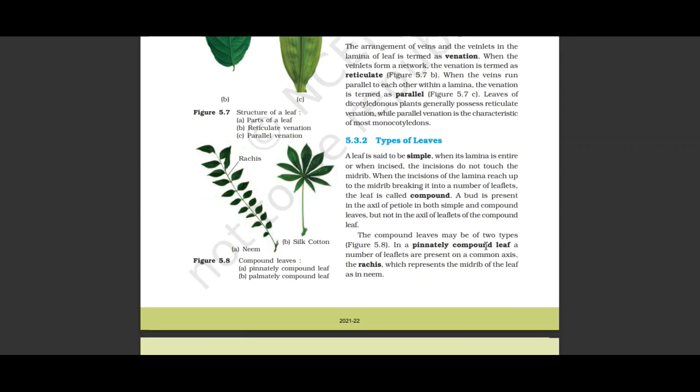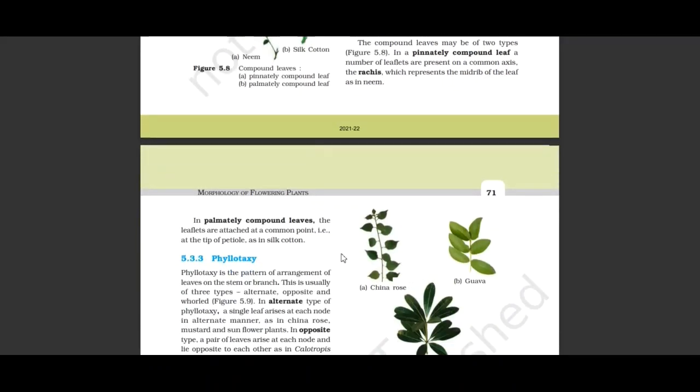The compound leaves may be of two types. Figure 5.8 represents the compound leaf. First is the pinnately compound leaf and second is the palmately compound leaf. In a pinnately compound leaf, a number of leaflets are present on a common axis, the rachis, which represents the midrib of the leaf, as in neem.